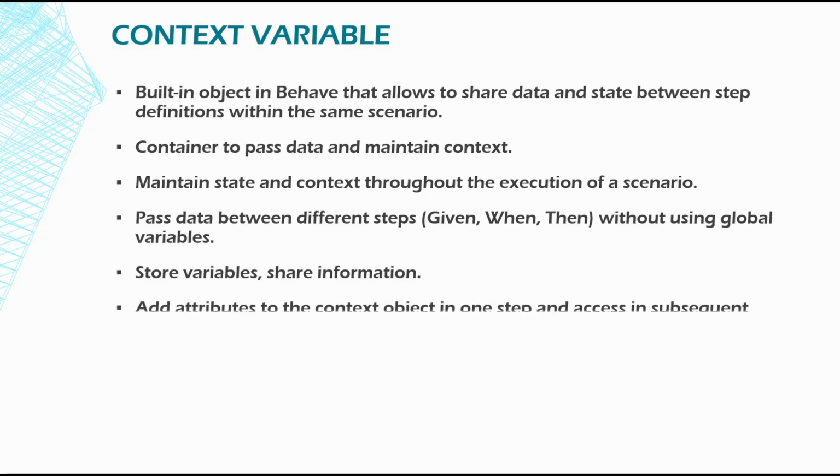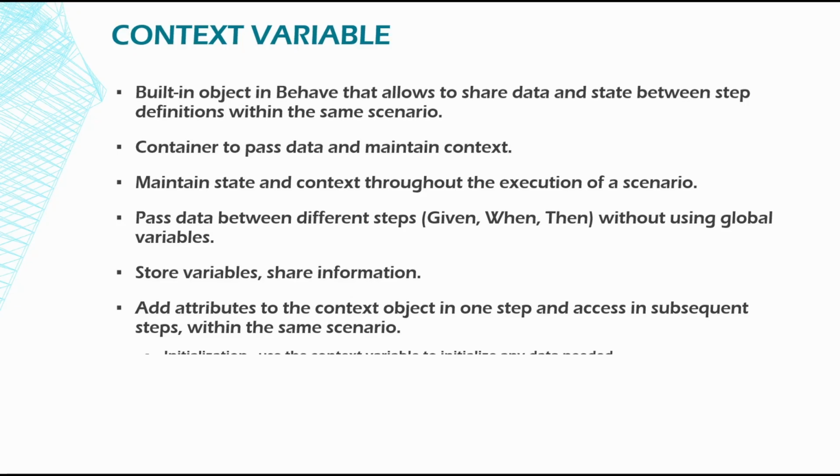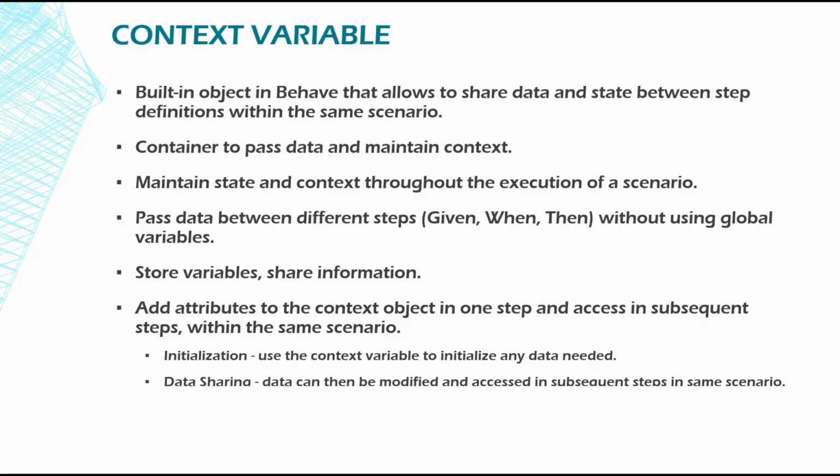How do we use it? Well, you can add attributes to the context object in one step and then access them in your subsequent steps, but it should be within the same scenario. So there are a couple of things here. One is initialization. In the given step, you can use the context variable to initialize any data or object which is needed for that particular scenario. And then this data can be modified and accessed in our subsequent steps, but within the same scenario.